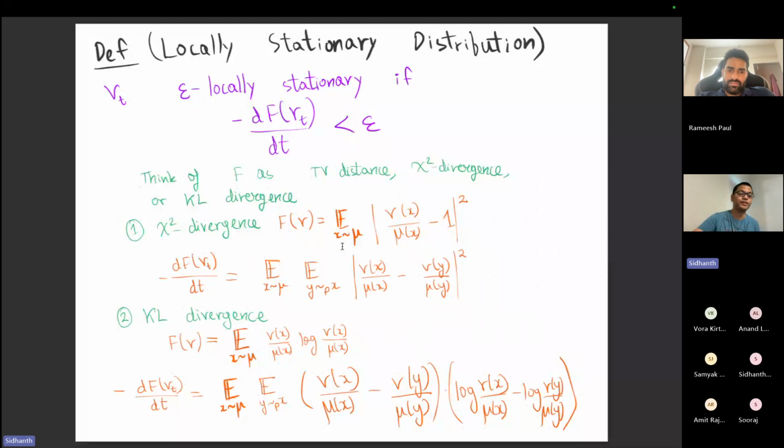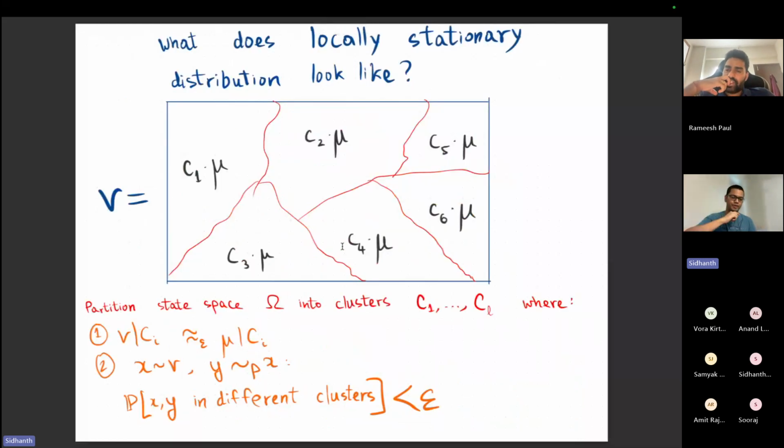Here I just told you that local stationarity is defined as some particular function associated with the distribution being small. But let me give you a more pictorial viewpoint of how you should think of a locally stationary distribution. In this picture, I've made a depiction of the state space omega. You should maybe think of this box as being the hypercube. In a locally stationary distribution, you can partition the state space into a bunch of pieces. We can call each piece a cluster. So there's a bunch of clusters, C1, C2, up to CL.